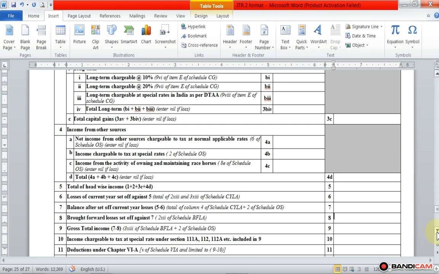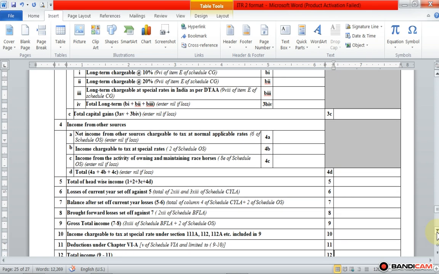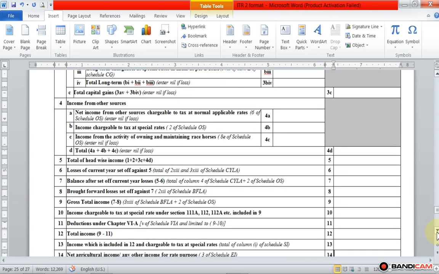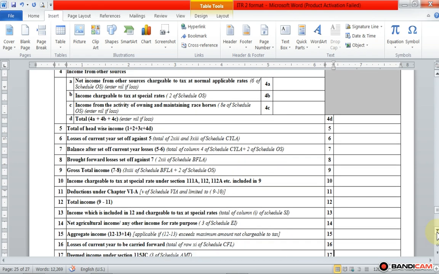Then we get deduction under Chapter 6A. We already made a total of deductions in Schedule 6A, deduction under Chapter 6A. So put the total in front of column number 11 and deduct the deduction from the total income. We get a net total income, that is 9 minus 11, it means gross total income minus deduction. We get a total income or net income.